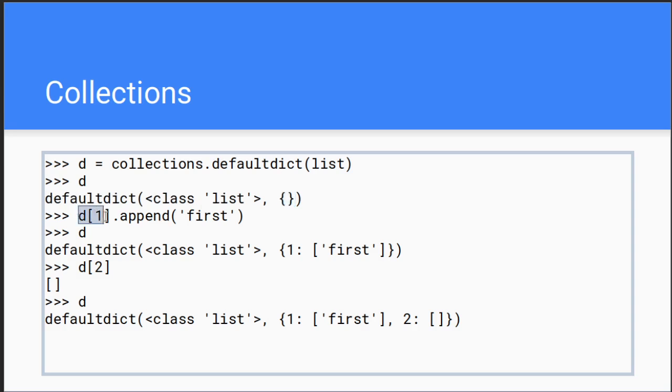And we can just say d sub 1 append. We don't have to say d sub 1 equals an empty list and then d sub 1 dot append. We can just say d sub 1 dot append. There it is. So d sub 2, the index 2 is not in here, but we can reference it. And the default is list, so it gives us a default empty list. And just by accessing it, we're not assigning to it, we're just accessing it, now it's in our defaultdict.